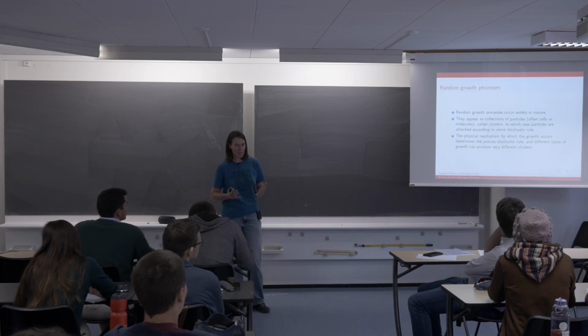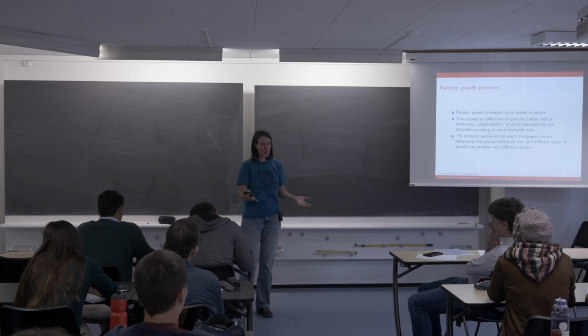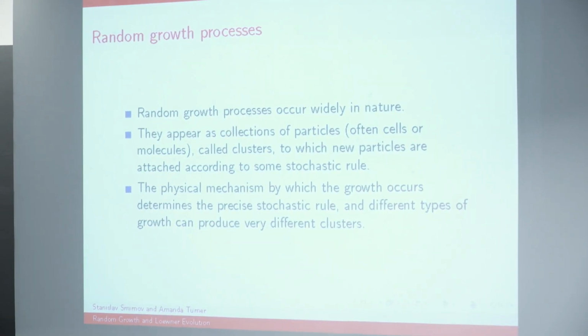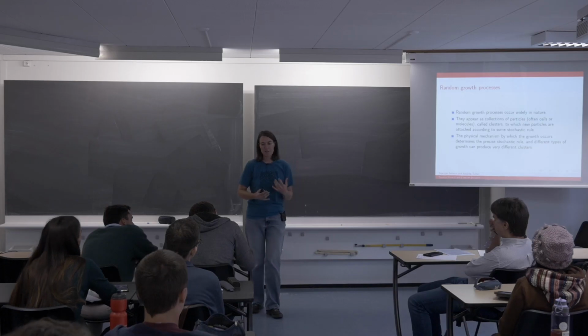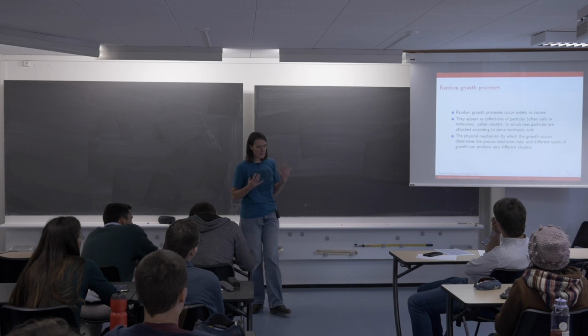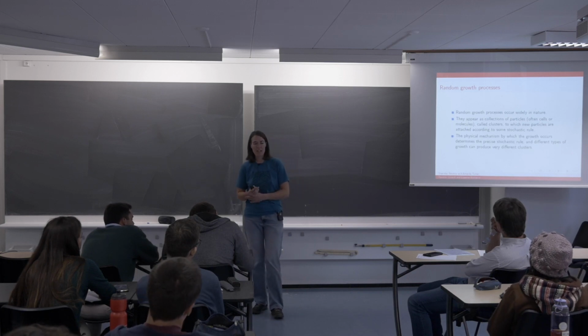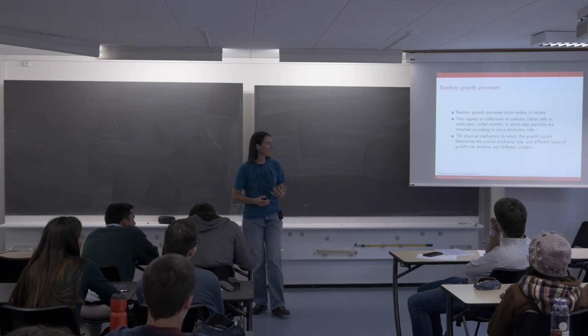Okay, so what are random growth processes? Well, essentially the picture to have in your mind is a cluster of something like cells or molecules that essentially grows by new cells or molecules being attached to the cluster one at a time according to some kind of stochastic rule. And these kind of things occur widely in nature. We'll see some examples in a minute. And the precise physical mechanisms by which the growth occurs determines the stochastic rule for attachment, which then results in potentially very, very different clusters.